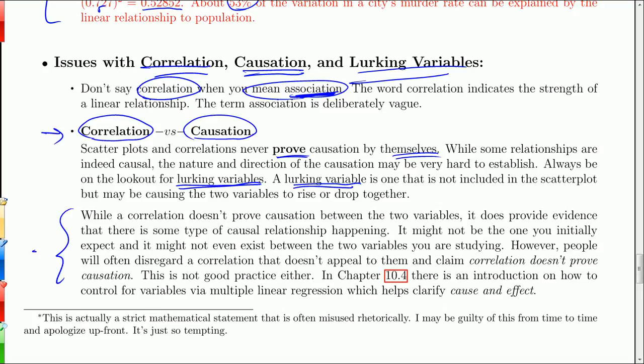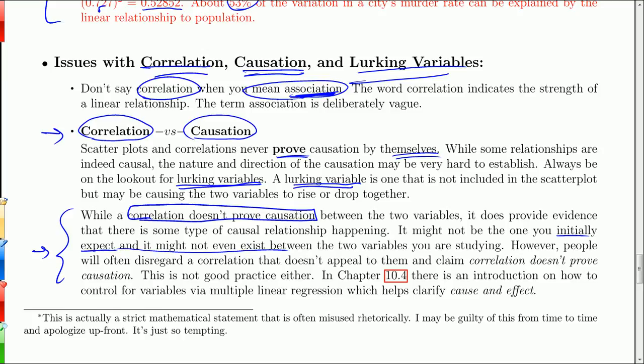But then on the other hand, correlation doesn't prove causation, right? But on the other hand, it does provide evidence that there is some type of causation relationship happening somewhere. And it's certainly worth investigating. The cause and effect might not be the one you initially expect, and it might not even exist, but there is good reason to believe that there is something going on there.